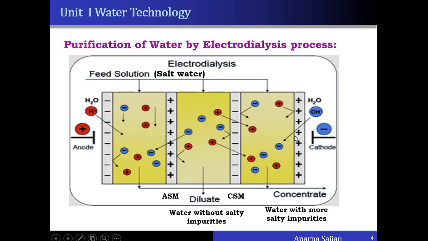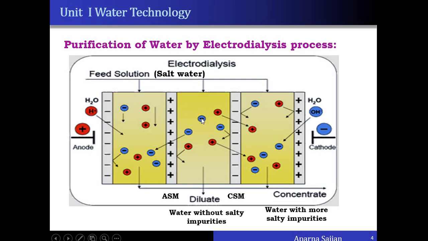There are two positively charged membranes called anion selective membranes or anion exchange membranes, and there are two negatively charged membranes called cation selective membranes or cation exchange membranes. And you can see here anode and cathode are also shown. Now when feed solution, that is salt water, is fed into the space in between these membranes, and current is passed, ionization takes place and positive ions are repelled by positive membrane. These positive ions can pass through negatively charged membrane, that is cation selective membrane, and the positive ions migrate towards the cathode, that is negative electrode.